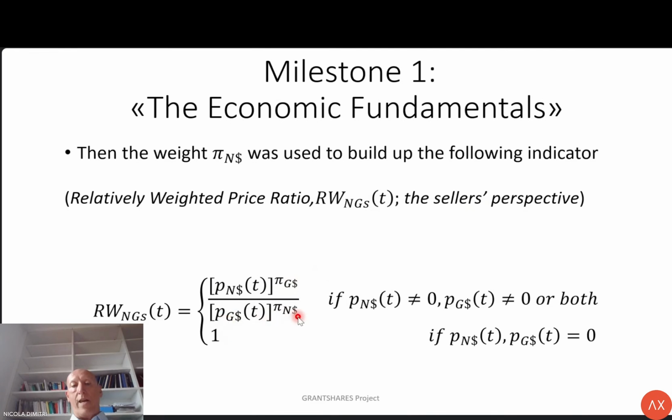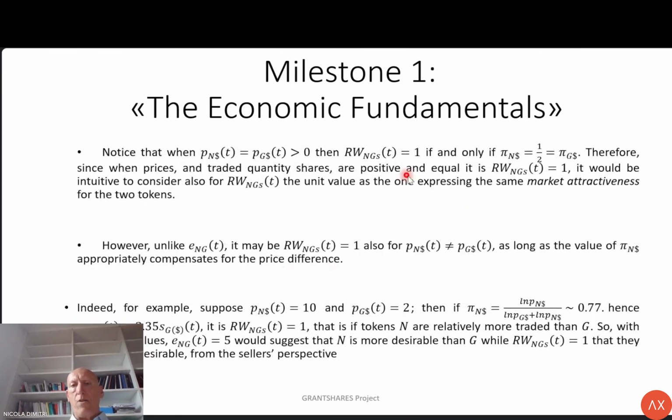And likewise for the denominator, the larger pi N is, the stronger G is for those who have G. So if you construct this indicator, it would combine price and quantities. Let me tell you a couple of things about this indicator. We could say many more things, but given the time limit, I would say that if you have the same prices, so P_N is equal to P_G, which is not the case in reality today, by the way, but if you had this, of course, the exchange rate would be 1 because the price ratio would be 1.